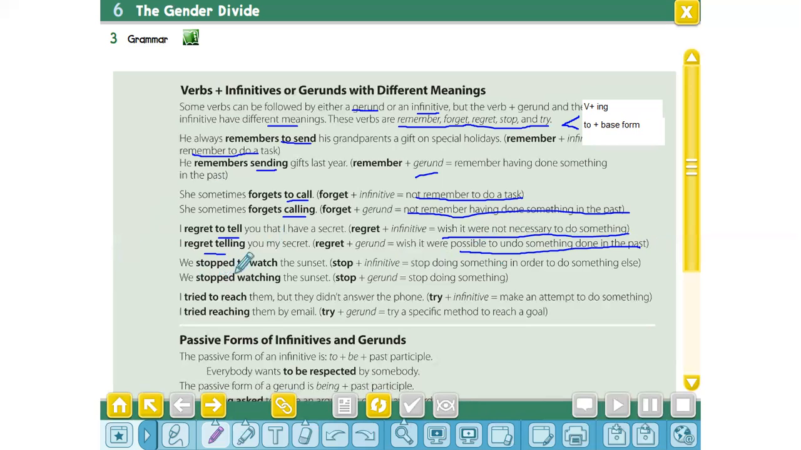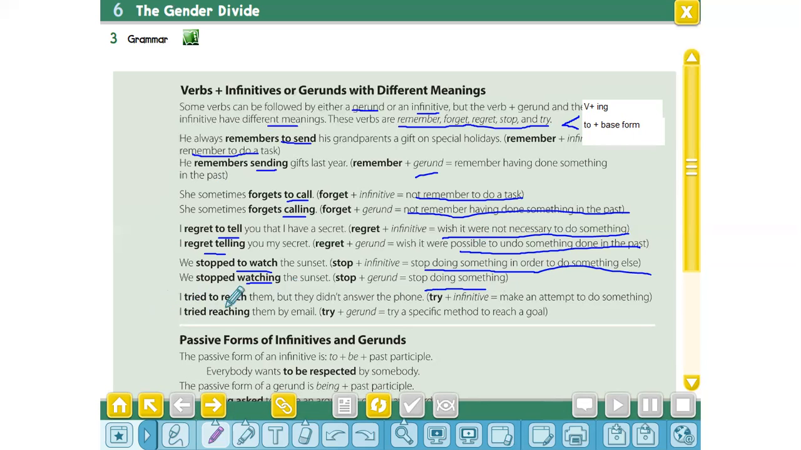We stopped to watch the sunset. Why did you stop to watch the sunset? Okay, here stopped is followed by infinitive, which means stop doing something in order to do something else. But we stopped watching the sunset. Stop followed by gerund means stop doing something. Like he stopped smoking. He never smoked. Okay, he stopped doing something.